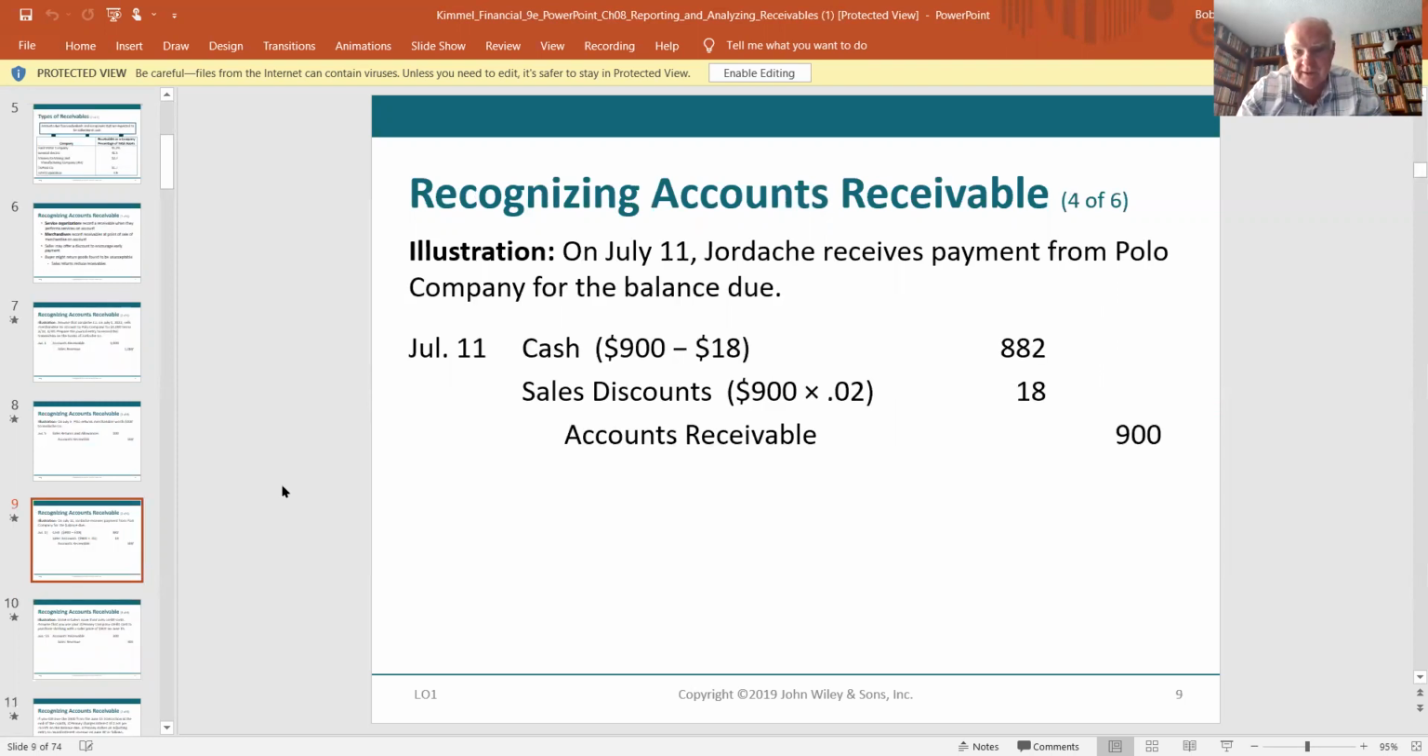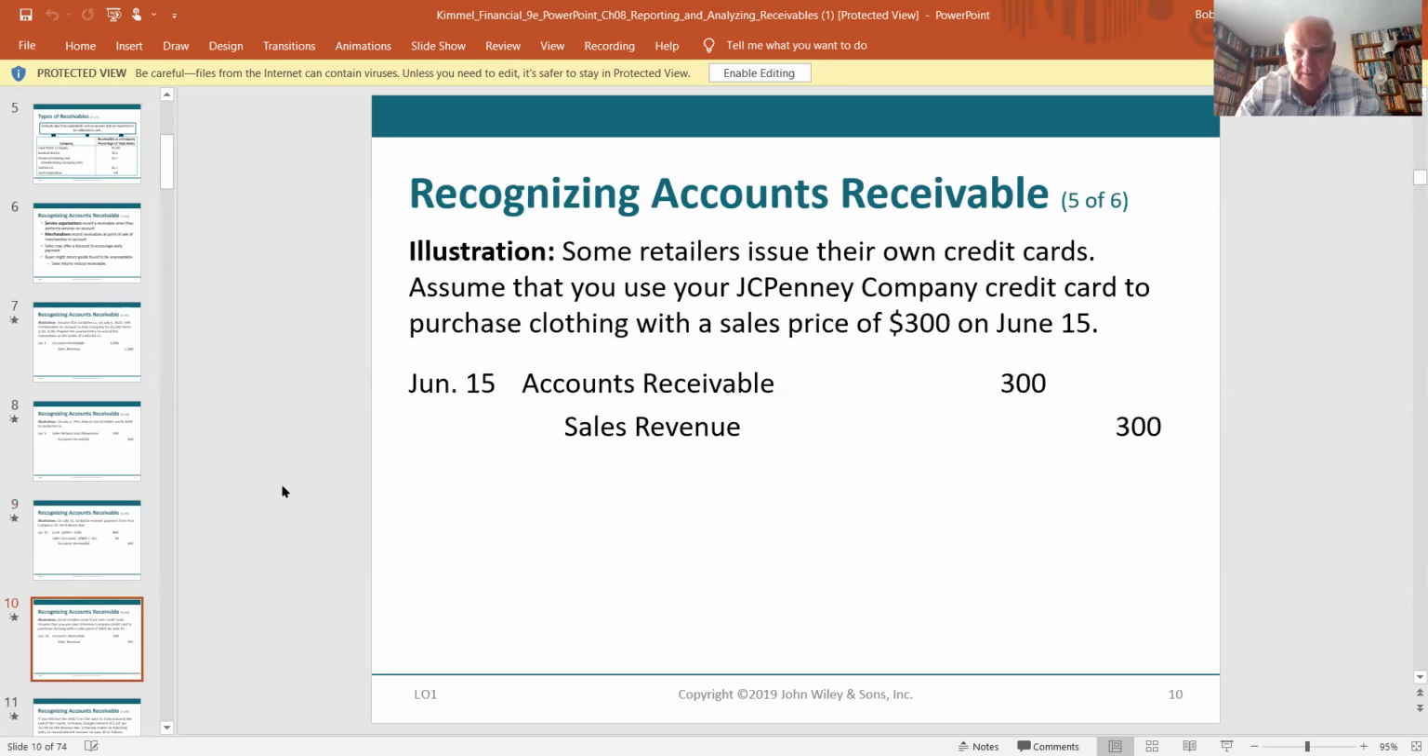And then they get paid. They get paid and the customer took the discount, 2% discount. I think we're good with that. Debit cash, debit the sales discount because that's a reduction in our sales. And they settled the entire $900 accounts receivable debt with that $882 payment.